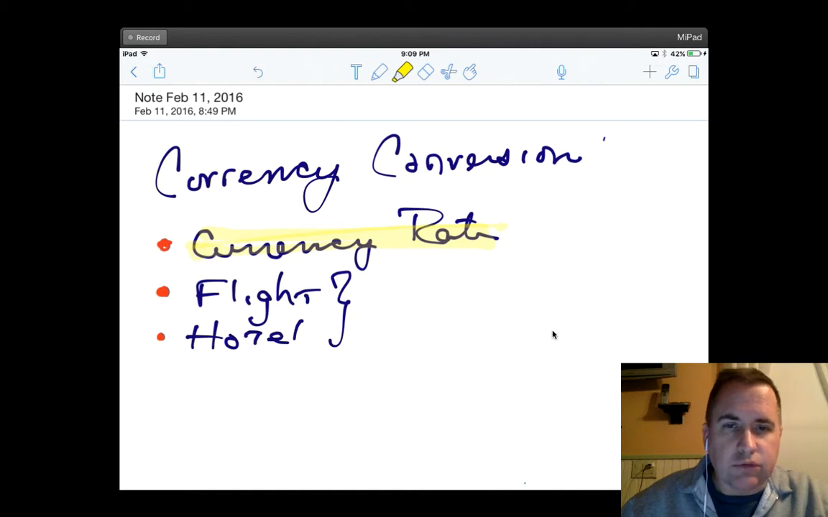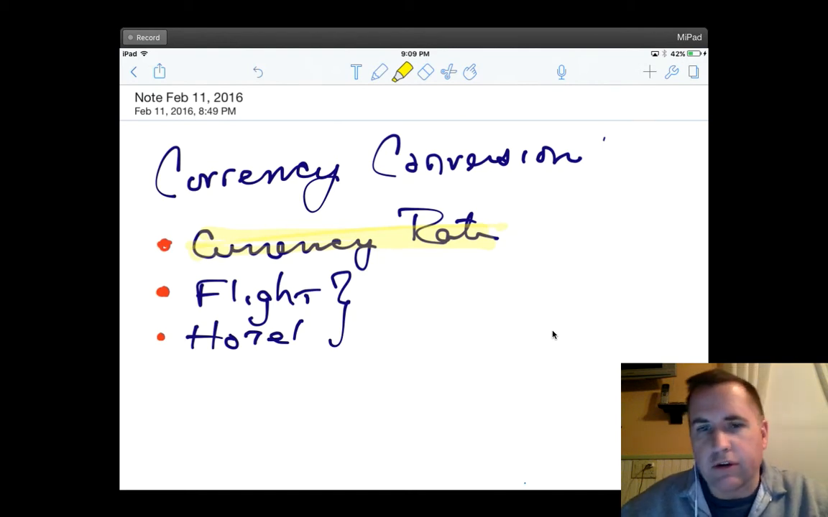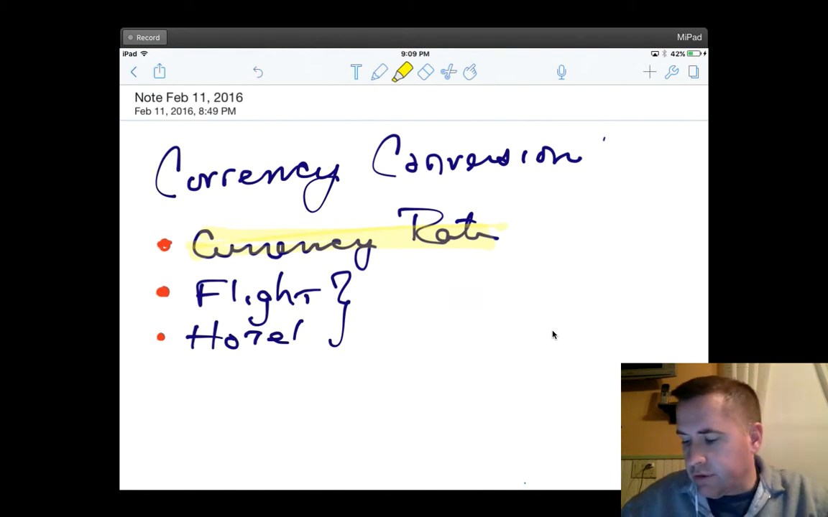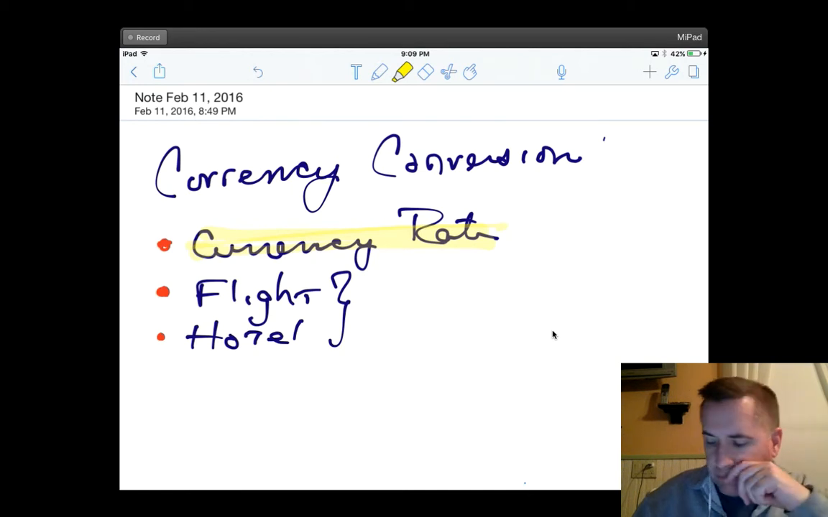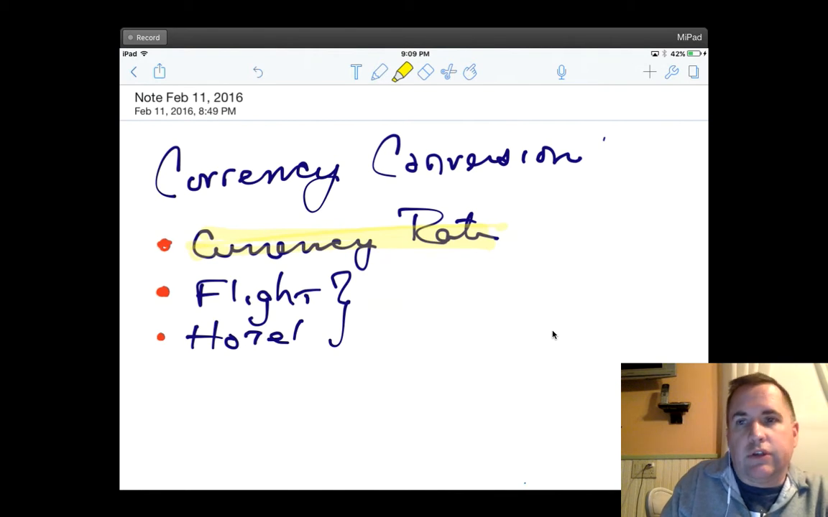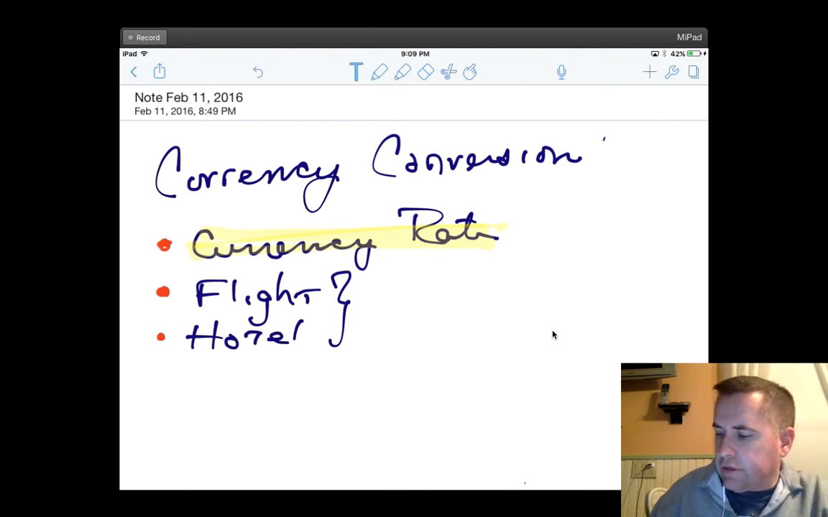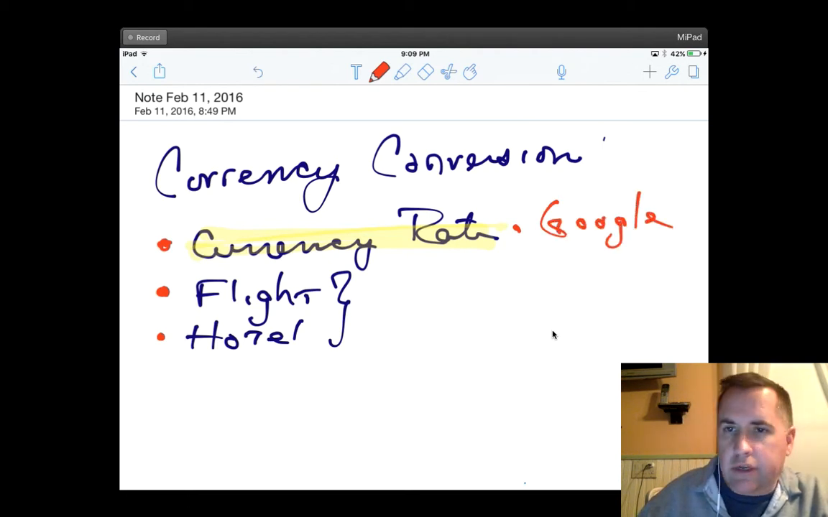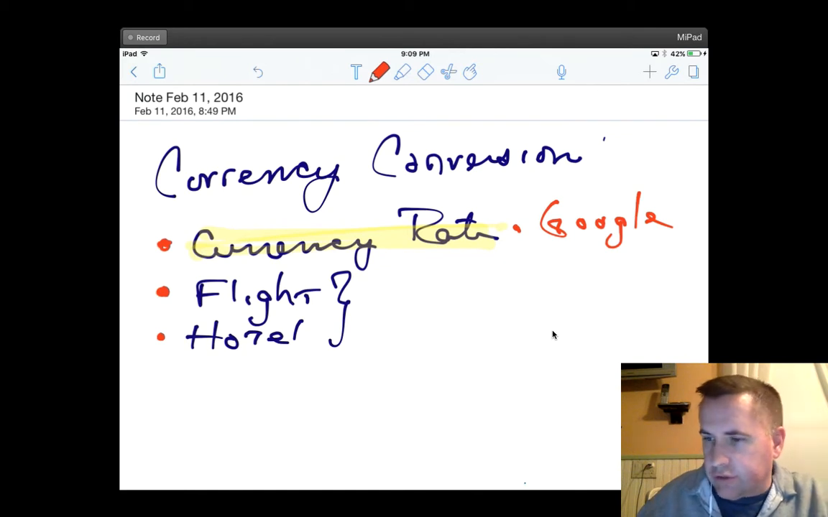And it's not just $1 American is worth £1 in Britain, so you need to convert. There's a rate associated with this conversion between two different countries' currencies. So that's the first thing that we're going to look up. And then we need our flight and our hotel information. The currency conversion information we can get right from Google. It's straightforward, and I'll show you that.